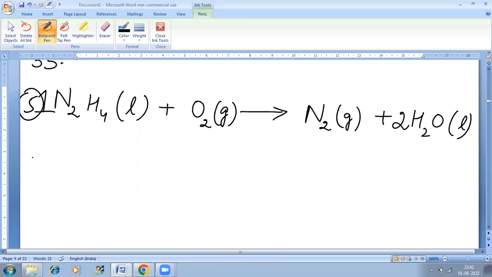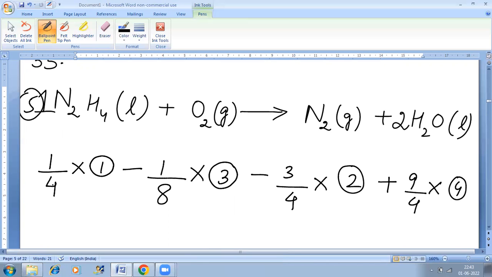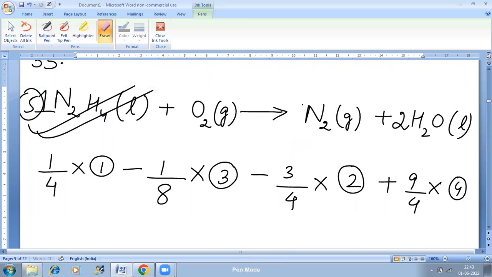Now if I want to arrive at equation 5, I will divide the first equation by 4. Then I will do this, that is minus 1 by 8 into equation 3 minus 3 by 4 into equation 2 plus 9 by 4 into equation 4. If I perform this operation, I will get the 5th equation. The first equation is given in the question where you see N2 on the right hand side. I divided the first equation by 4 because I want N2 to be on the right hand side, but I want the coefficient of N2 to be 1. In my desired target equation, the coefficient of N2 is 1. In order to make the coefficient of N2 1, I have divided the first equation by 4.